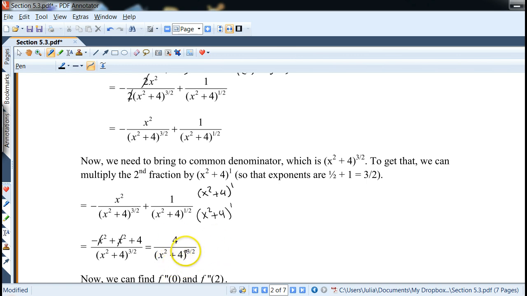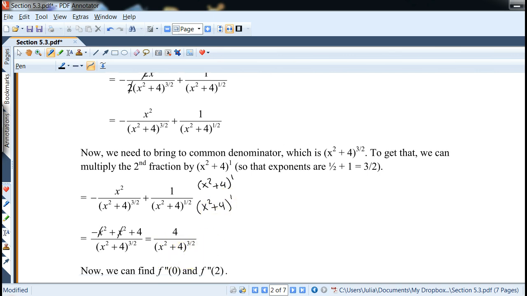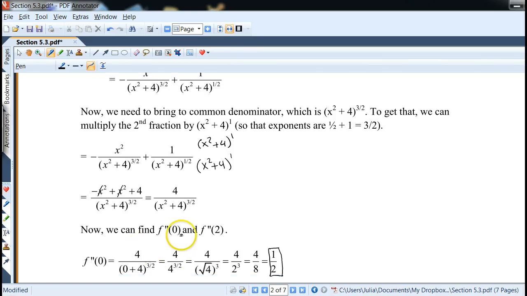So yes, it was challenging, but we used chain rule to begin with, then we used product rule, including the chain rule, then we made them the same denominator by multiplying it to the first power, and then we ended up with this. And even more challenging, to plug in the 0. Well, 0 actually wasn't too bad. You'll have 4 over 4 to the 3/2.